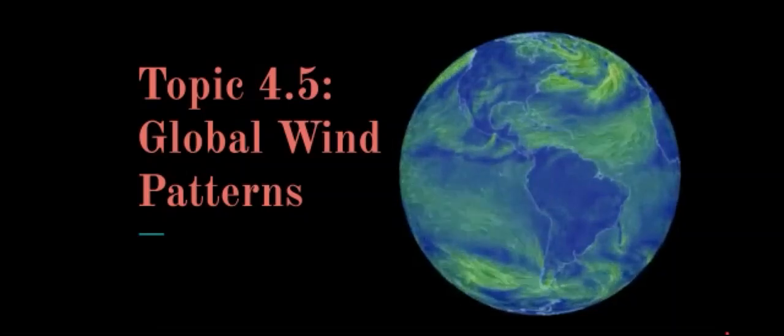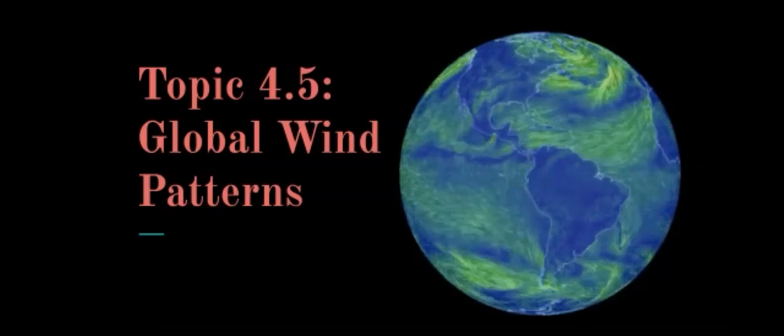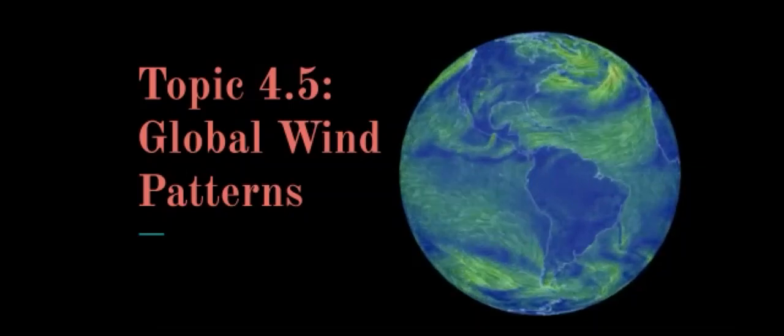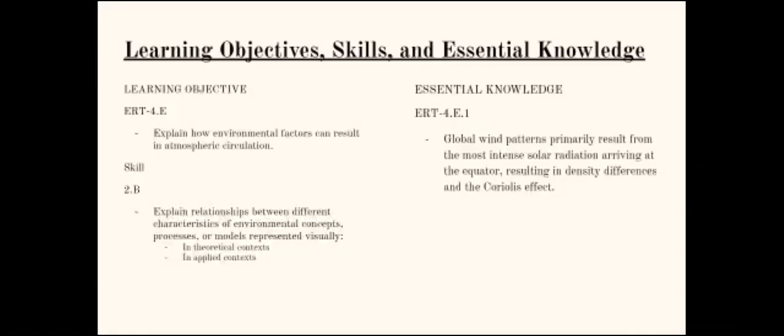In today's video lesson, we are going to be talking about topic 4.5, global wind patterns. In this topic, we're going to be explaining how environmental factors can result in atmospheric circulation. As for our essential knowledge, what you need to know for this topic is that the patterns of wind that we see are the result of solar radiation. And one thing that you probably know already is that the area that gets the most intense solar radiation is actually the equator.